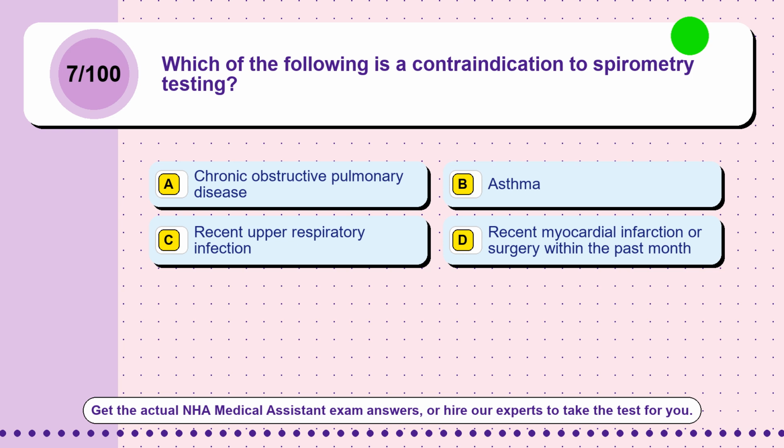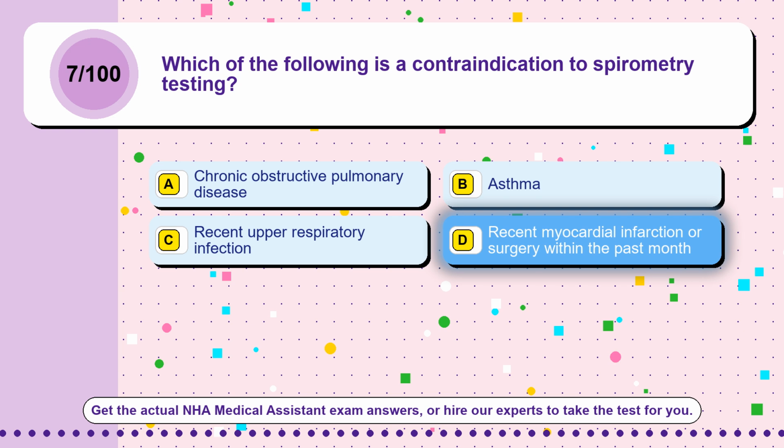Question 7. Which of the following is a contraindication to spirometry testing? Option A, chronic obstructive pulmonary disease. Option B, asthma. Option C, recent upper respiratory infection. Option D, recent myocardial infarction or surgery within the past month. The correct answer is option D, recent myocardial infarction or surgery within the past month.